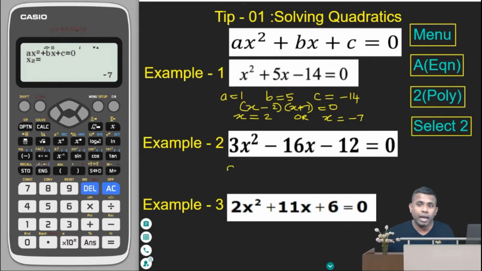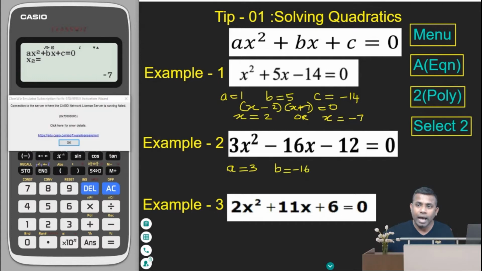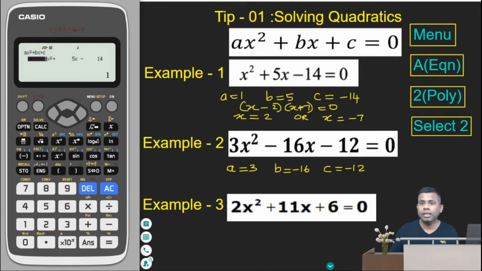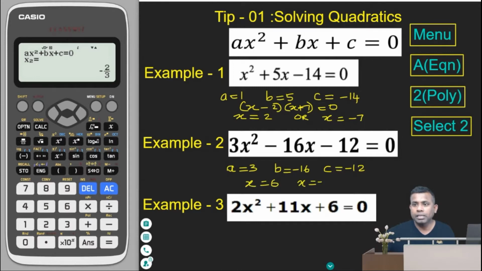The second example is A is 3. What I'm talking about as A is the coefficient of the x squared. So A equals 3, B equals minus 16 and C equals minus 12. I'm going to show the calculator. Here A equals 3, B equals minus 16 and C equals minus 12, and when I press the equal sign, you get x equals 6 and x equals minus 2/3.